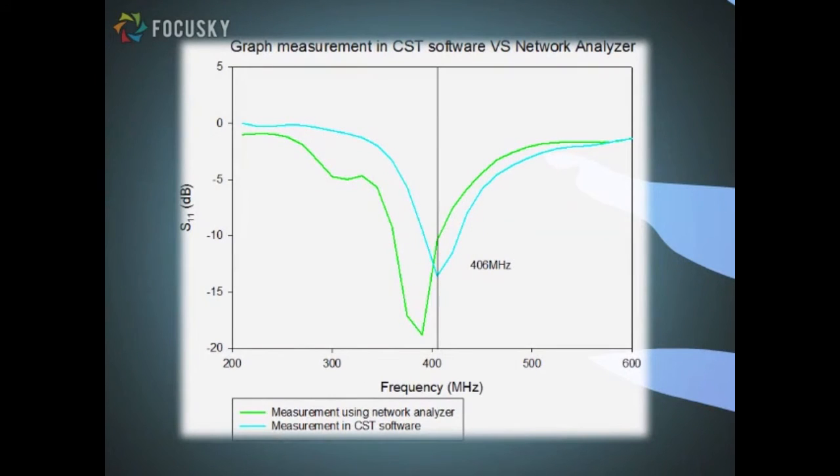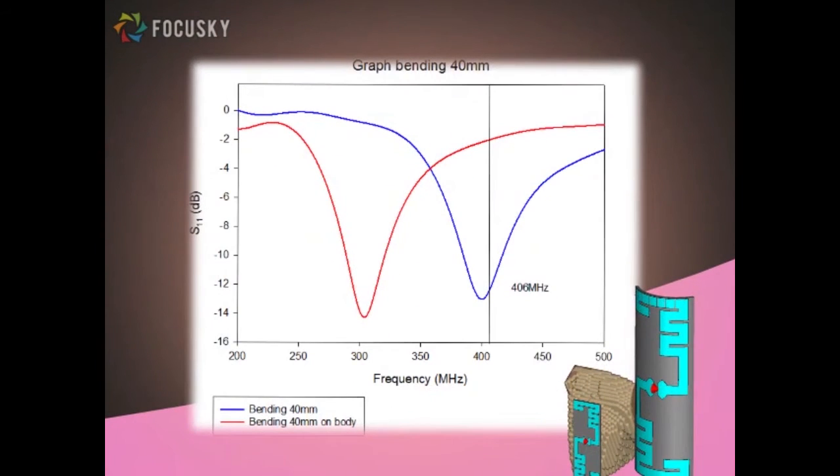The graph in that figure shows the comparison of measurement in CST and network analyzer. The measurement using CST software shows the antenna slightly falling down at 406 MHz to -12 dB, while the result from the network analyzer instrument shows the antenna falling down for the antenna bent at a 40 millimeter radius, and the antenna bent at the same radius on the human body.